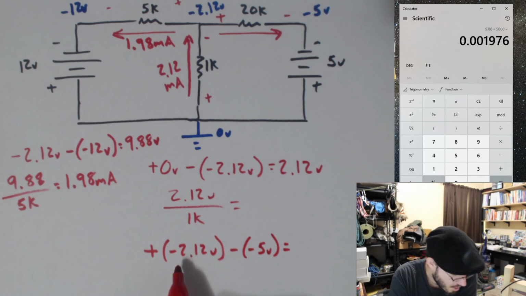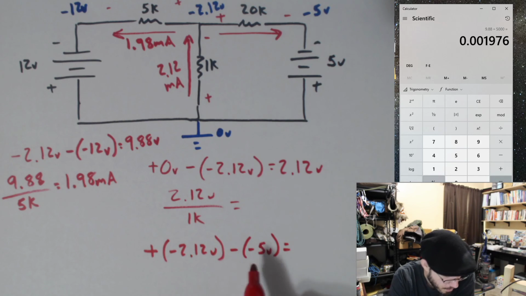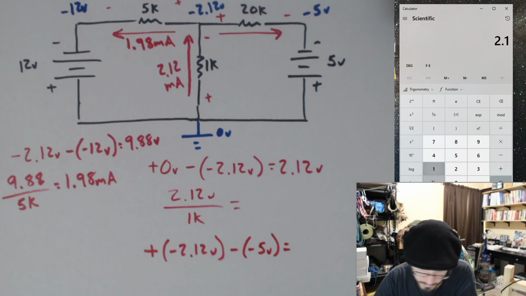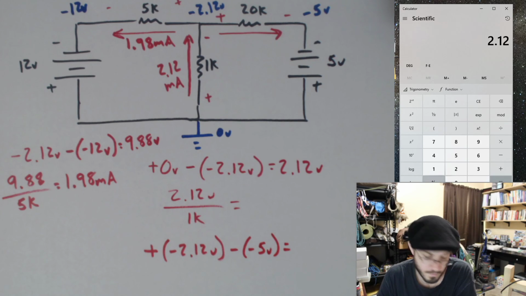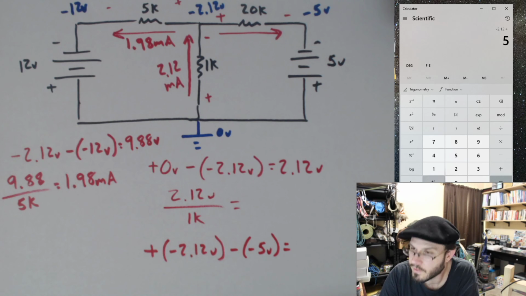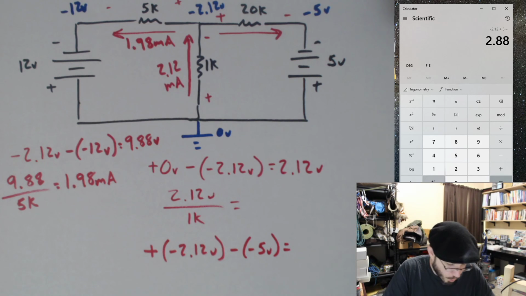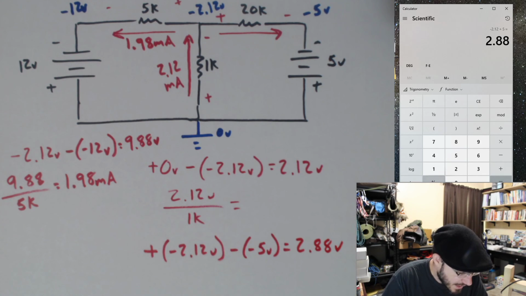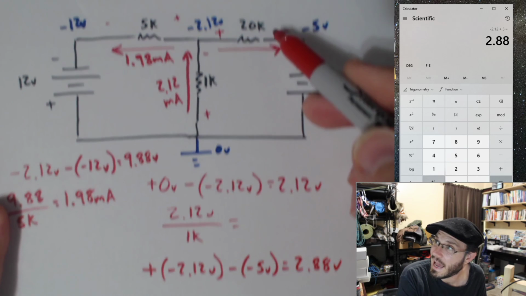Okay, what do I have there? Minus 2.12 plus 5. So minus 2.12 plus 5 gives me 2.88 volts. Okay, that's my voltage drop across the 20K.